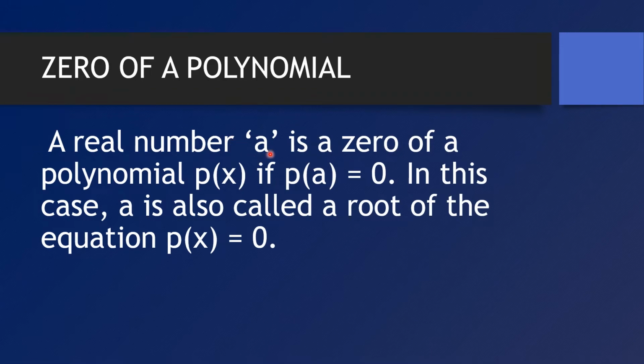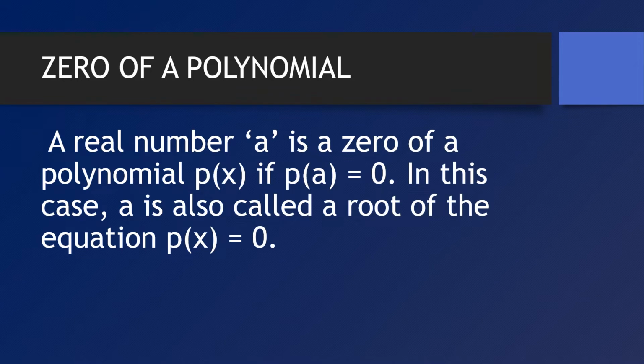A real number a is a zero of a polynomial p of x if p of a is equal to 0. That is, if you put the value of a in x, then it should be equal to 0. If it is equal to 0, then it is called a zero of the given polynomial. In this case, a is also called a root of the equation p of x is equal to 0.